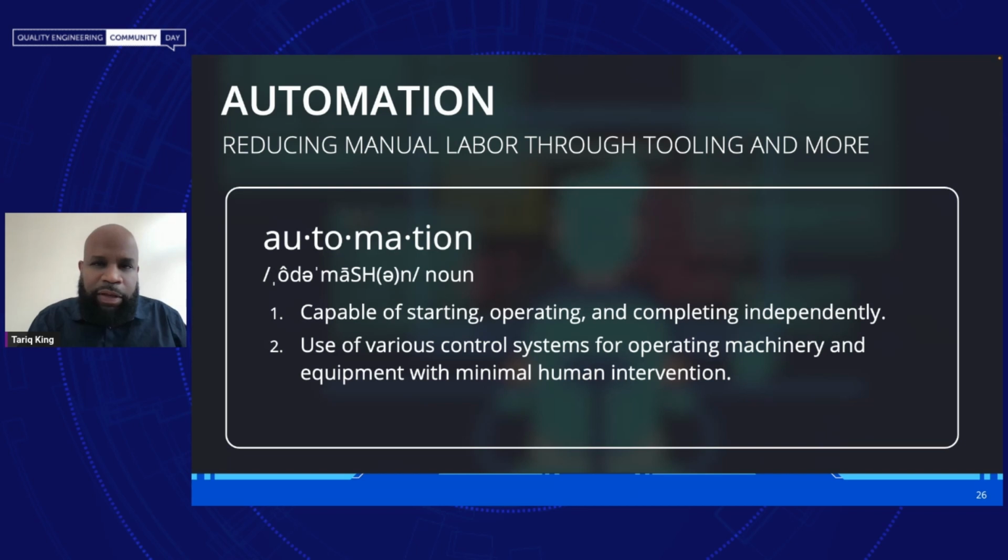And then automation, right? So we normally don't disassociate tools from the ability to automate, but the difference here is that you're leveraging those tools to actually reduce manual labor. So at a true level, something that was manual can now start, operate, and complete independently of everything else. And so here, I'm not talking more specifically about test automation, but just automation in general across the board.